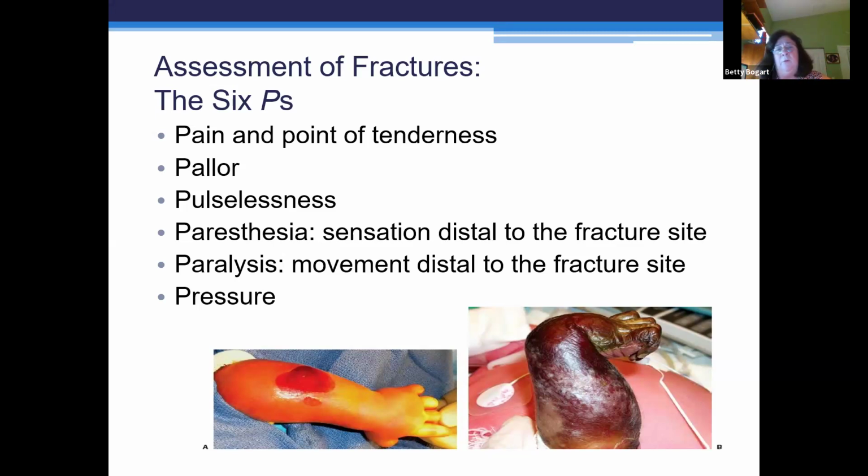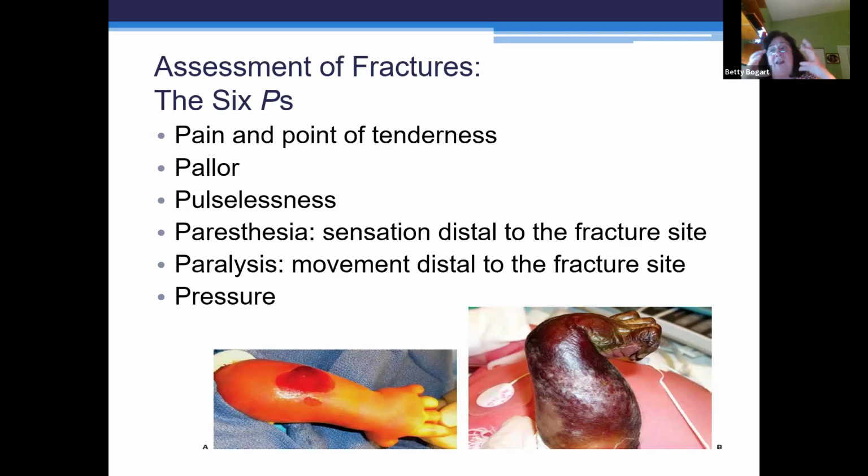So, very important that we look for pain. Is the pain getting better or is it increasing? The neurovascular signs: what's the color? Is it pale or is it pink? Can we feel a pulse or not? How about numbness? And it's distal. So if I had a fractured arm, I'm looking at the fingers. Can I move them? And can I feel when I'm touching them? That's the paresthesia.